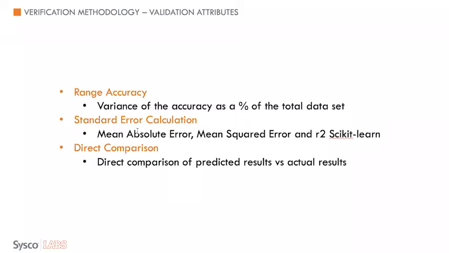And these standard error calculation methods are very standard. Through scikit-learn libraries, it automatically generates these values. So in simple words, if you get a lower value, then it tells you that you have achieved your target or you have achieved the optimum result. Direct comparison is all about directly comparing the actual results against the predicted results. I'll get into more detail in the next few slides.